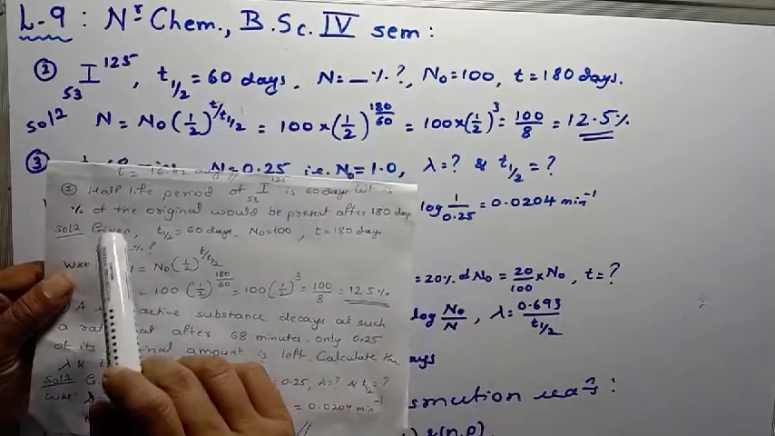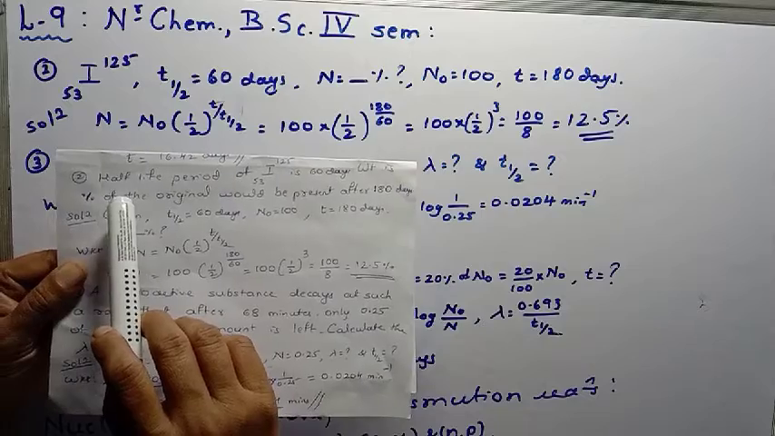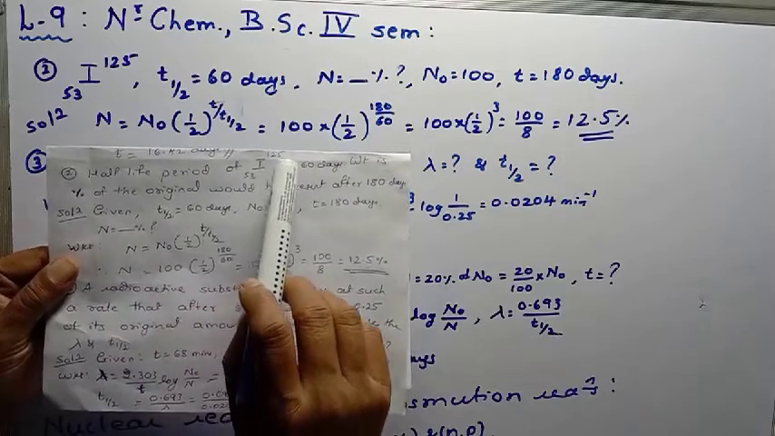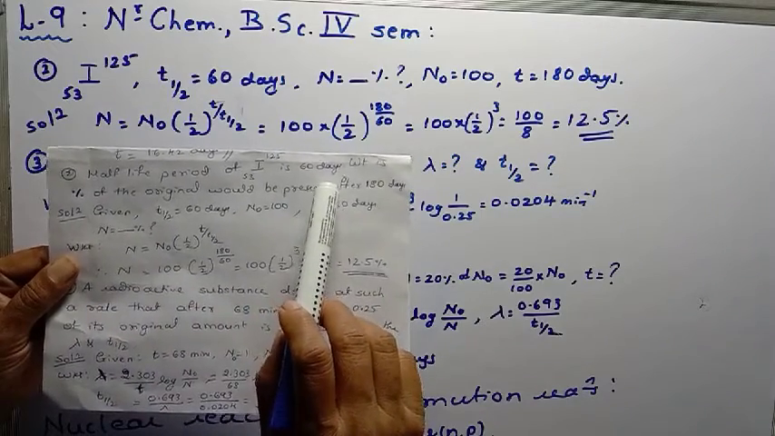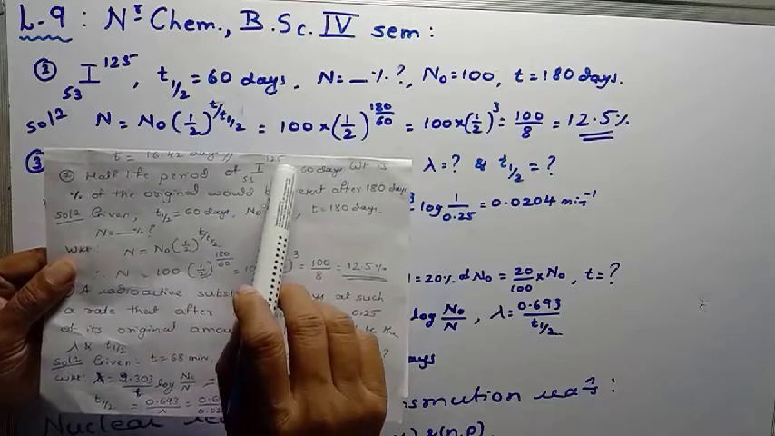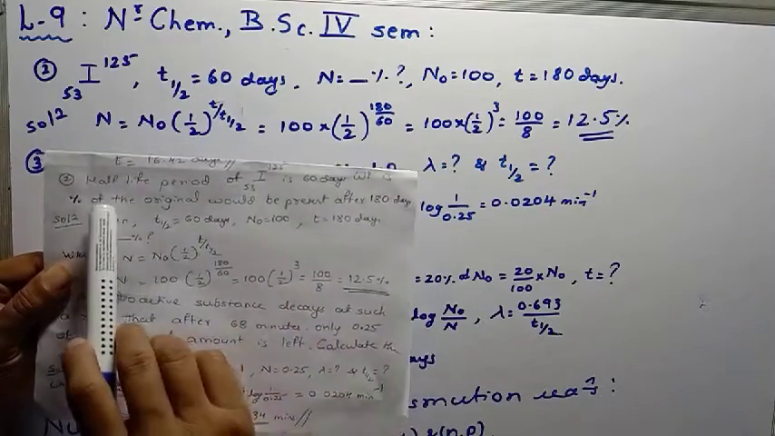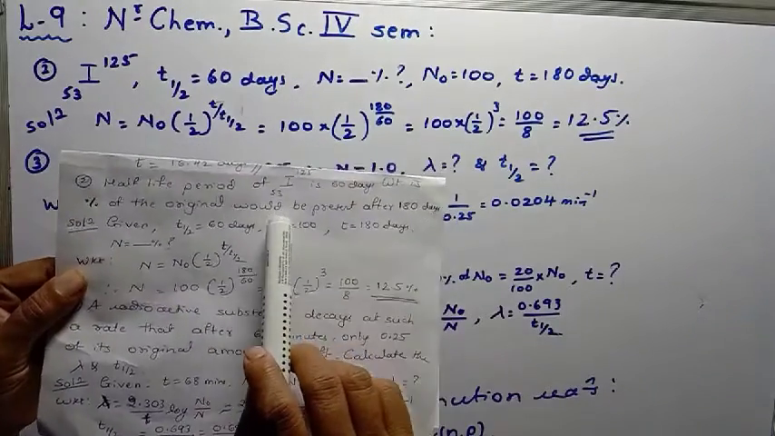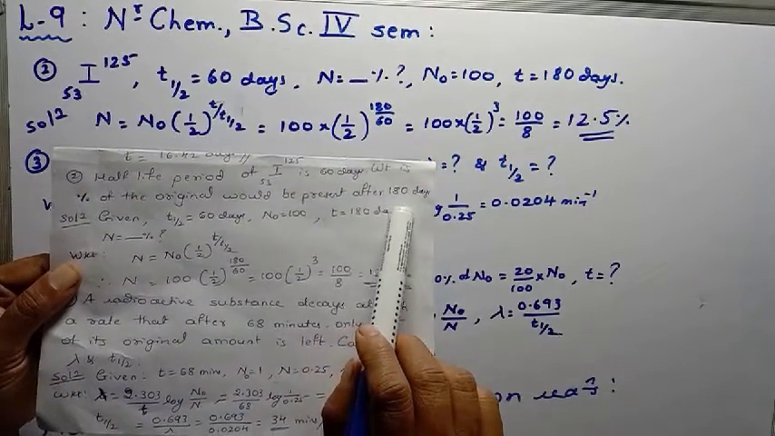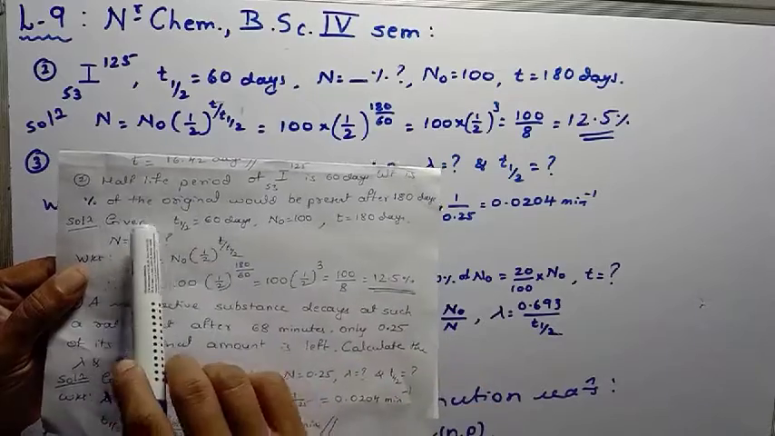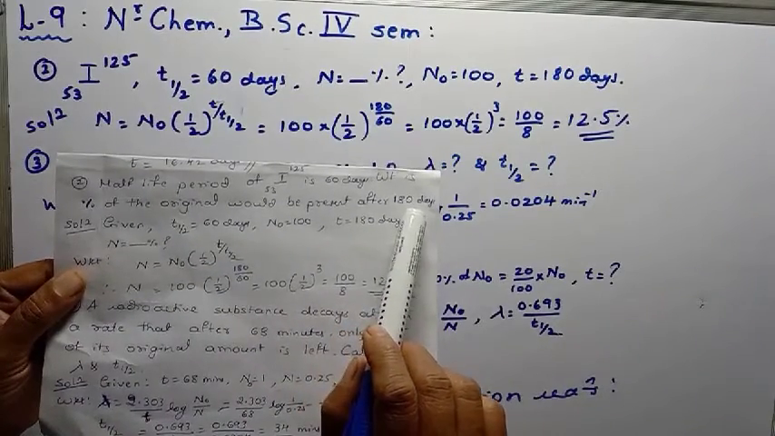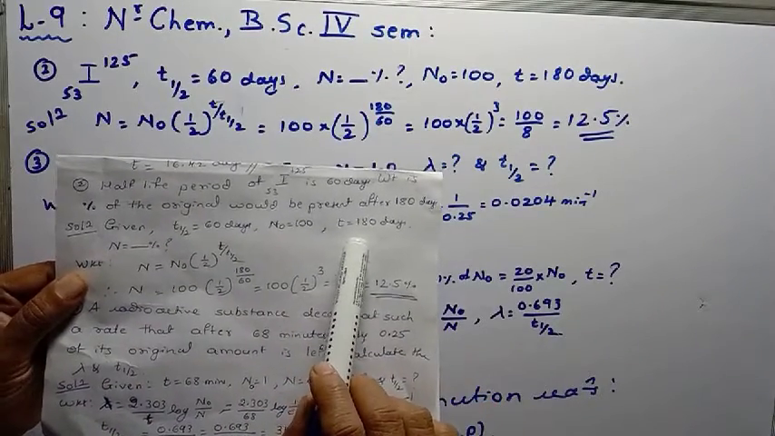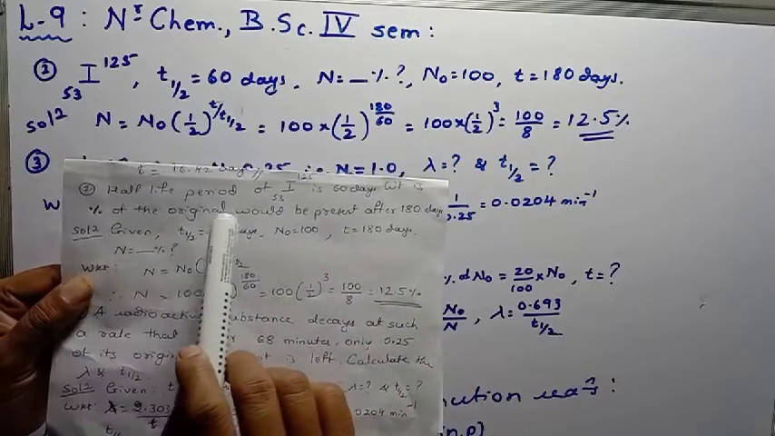The second problem is: half-life period of iodine 125 is 60 days. What is the percentage of the original that would be present after 180 days? So after 180 days means it is t. What is the percentage of original left?